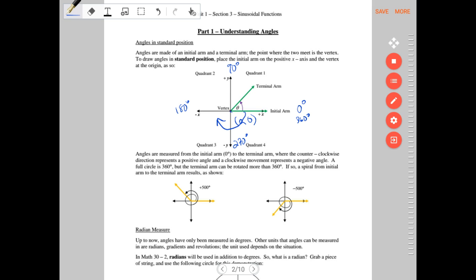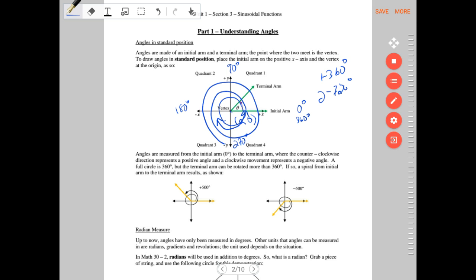Now, if you notice, when I got to here, that was a full circle at 360 degrees. But actually, I can just keep going forever and ever. Each time I do a full circle, that's a multiple of 360. So one full circle is 360. Two circles would be twice as much, or 720, and so on and so forth. And I can do parts of circles as well.